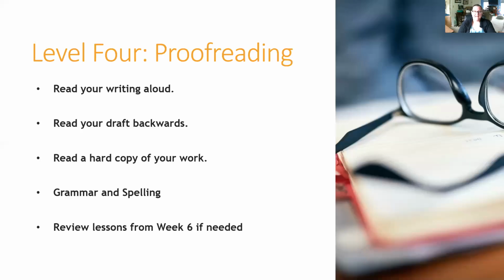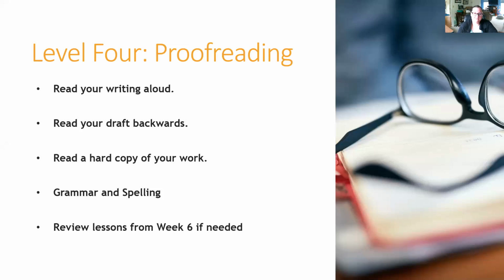All right. Then we finally get to level 4, proofreading. So read your writing out loud. Read your draft backwards. Read a hard copy of your work. If you're able to print it out and look at a hard copy of it, sometimes it's easier to spot proofreading errors in that manner as opposed to on the screen. But we're talking about grammar and spelling, right? Go back and review the lessons from week 6 if needed.